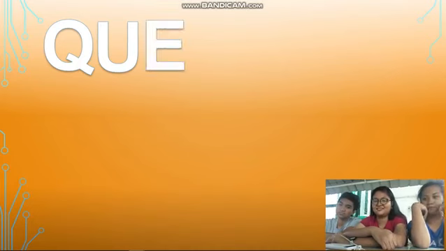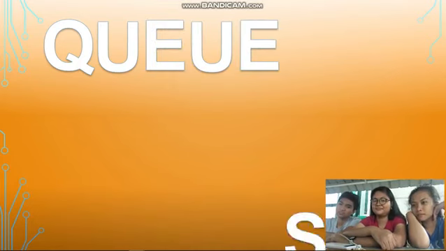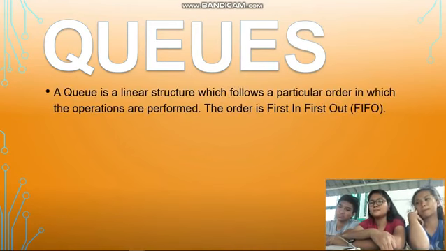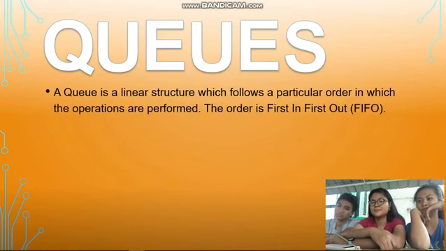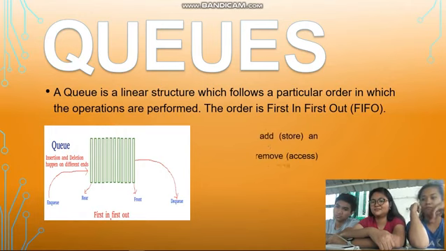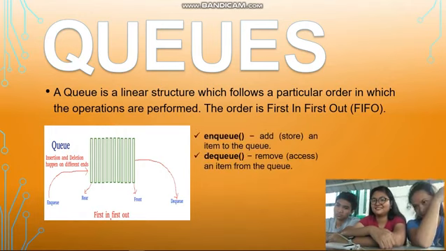Now, let's go to the next data structure, which is queues. A queue is an abstract data structure somewhat similar to stacks, but unlike stacks, a queue is open at both its ends, and it follows the FIFO concept, which means first in, first out. One end is always used to insert data, which is enqueue, and the other is used to remove data, which is dequeue.